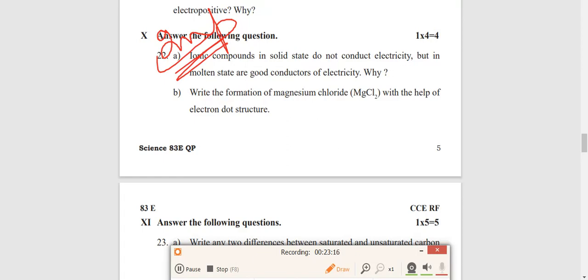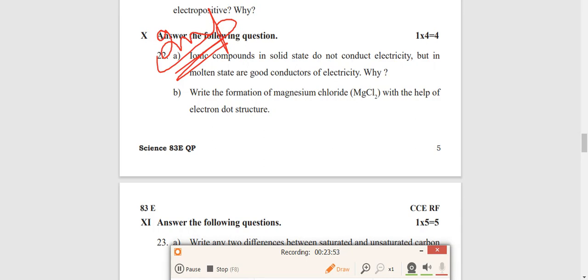Why is it so? Because in the solid state, ionic compounds are tightly packed. It is not possible for them to move freely. But in the molten state, they are free to move, and because of their free movement, they can conduct electricity. In the molten state, the electrostatic force of attraction between the particles is less, and they can overcome that force of attraction and move freely, and by that they can easily conduct electricity.